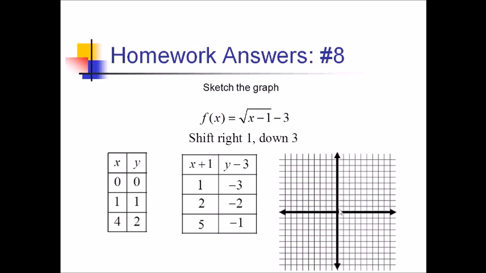Graphing it out, we've got 1, negative 3, 2, negative 2, and 5, negative 1. We know that 1, negative 3 is the endpoint because it came from 0, 0, the original endpoint. So starting here, we're going to just go to the right forever and call it a day.